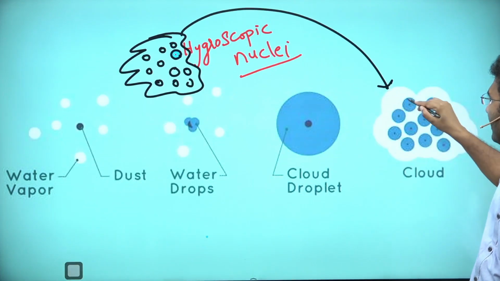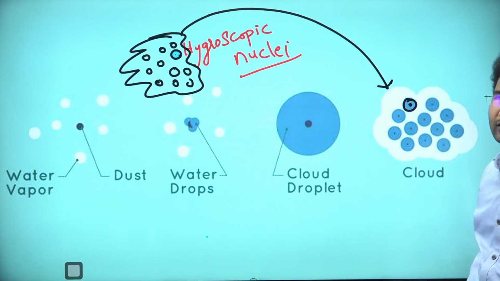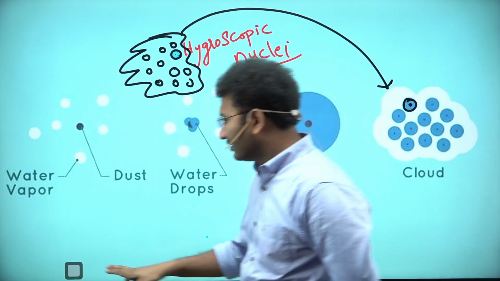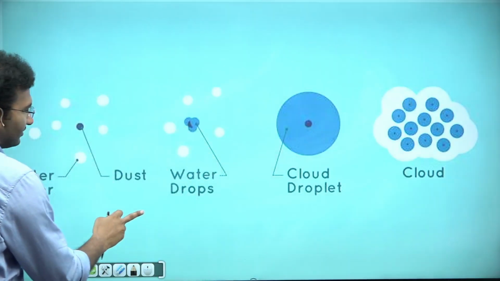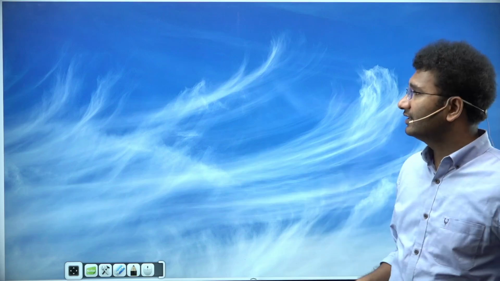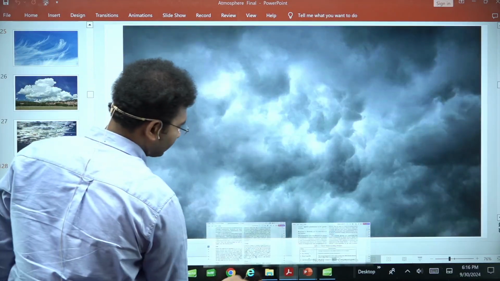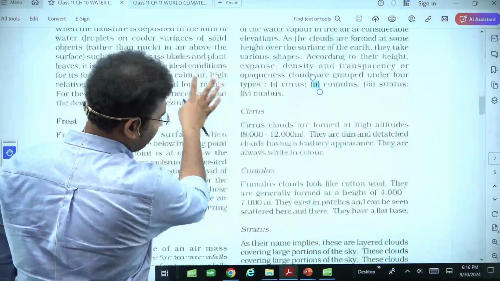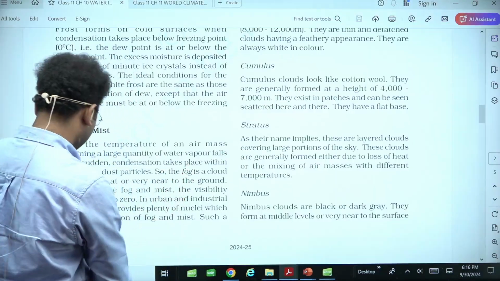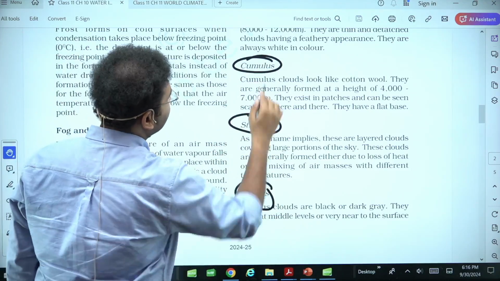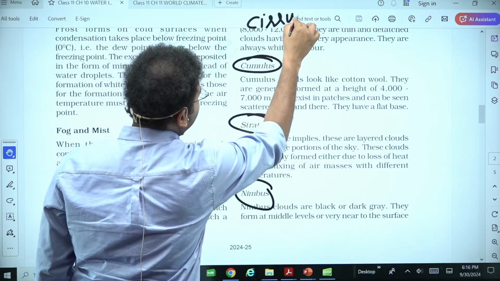In a cloud, you will have cloud droplets and one hygroscopic nuclei, right? This is one cloud droplet. Like that, a collection of cloud droplets is called a cloud. Now there are four different types of clouds. One is called cirrus cloud. Four different types of clouds. Even in your NCERT they mention these four. Let me show it to you. Clouds are of four different types: cumulus, stratus, nimbus, and here cirrus, right?